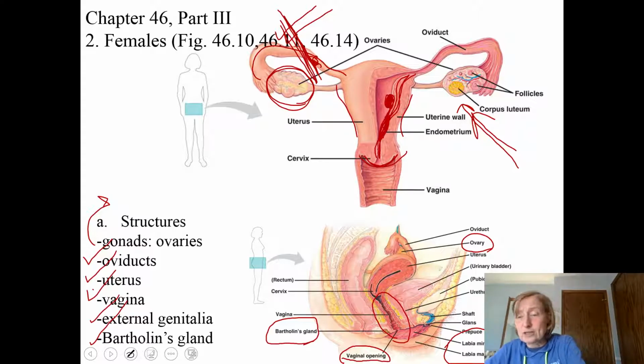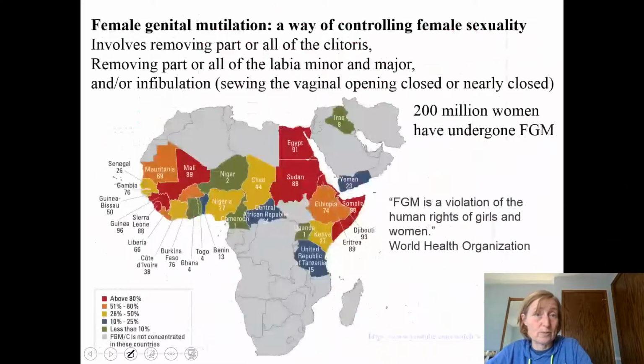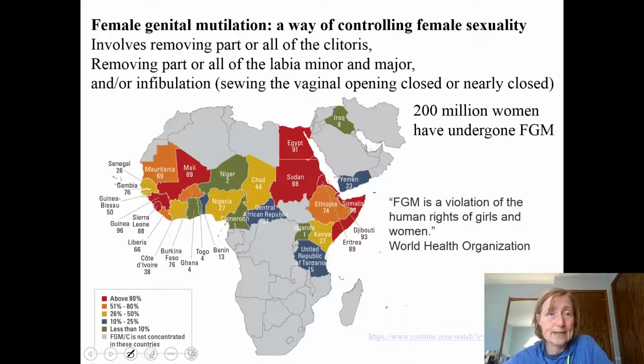Wanted to make one mention of something regarding the external genitalia in females before we move on to functioning. You've maybe heard of something called female genital mutilation, or FGM. This is a type of destruction of female reproductive parts. And throughout the world, and certainly in certain spots of the world, there are many millions of people, women, who have undergone female genital mutilation.